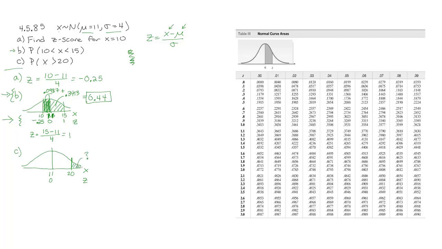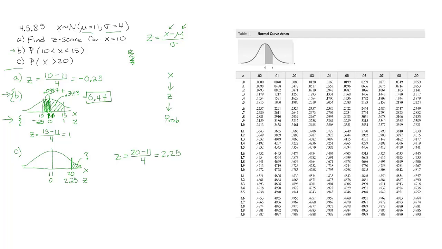So I'm going to start this off. If we're given an x value, we want to get a z value, and then we want to go to the table to get a probability. So that's our procedure. All right, so let's get the z-score of 20. It's going to be 20 minus 11 over 4, our standard deviation. So that's 9 divided by 4, which is 2 1/4, so that's 2.25. It's a pretty large z-score.